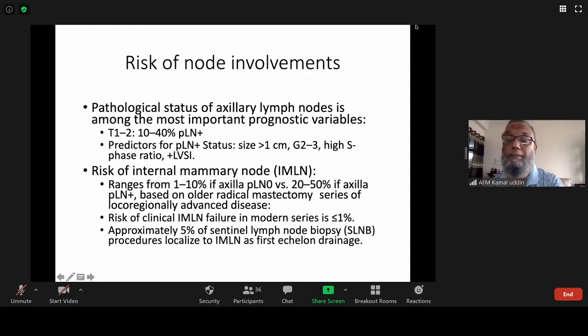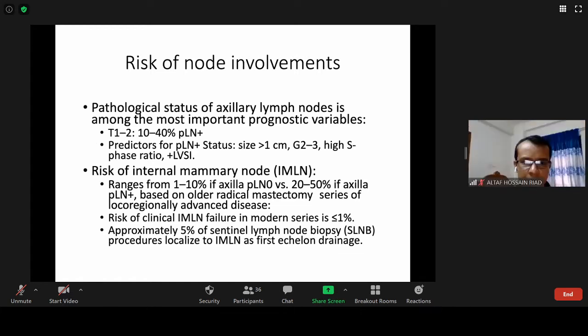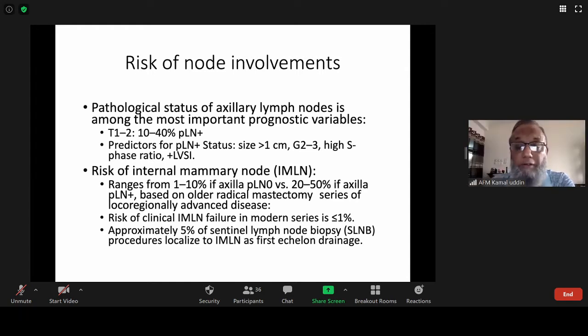So let us come to our today's presentation. In breast cancer, it is a funny disease where in T1, T2, there is 10 to 40% positive lymph node risk. The predictors of positive lymph node are size, grade, high S phase ratio and LVSI. And the risk of internal mammary nodes is 1 to 10%.